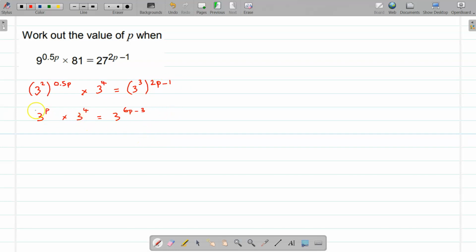And because I've now got a common base of 3 all the way through, I can apply the rules of indices, where I add the indices when I multiply. So p plus 4 equals 6p minus 3. Solve that equation. Well, I just take p from that side and add 3 to this side. 7 equals 5p. So therefore p would be 7 over 5, or 1.4. Okay, that's the answer. And that's the end of those 5 questions.